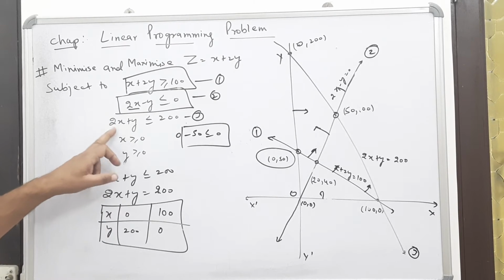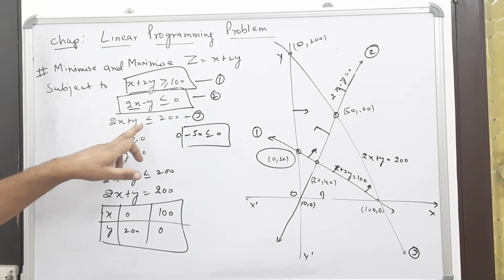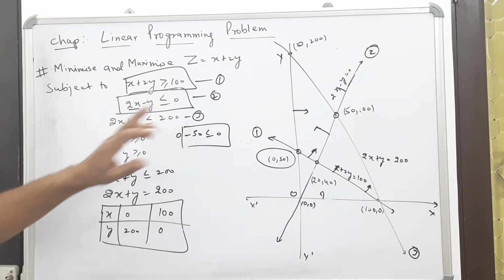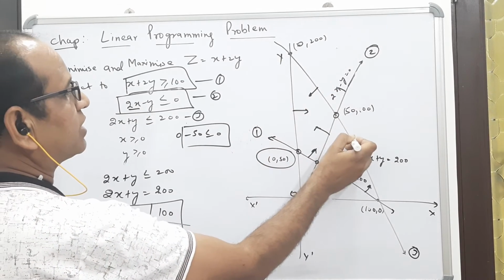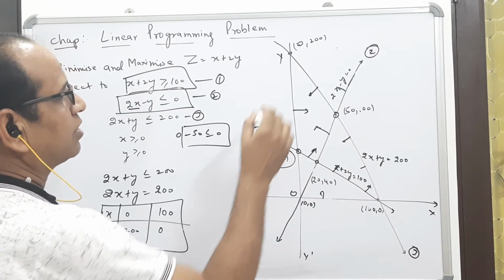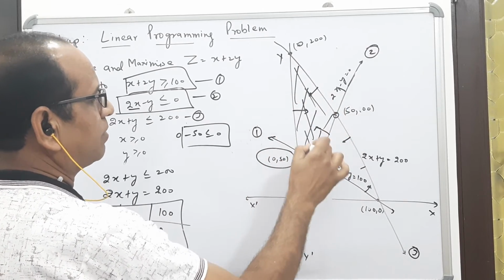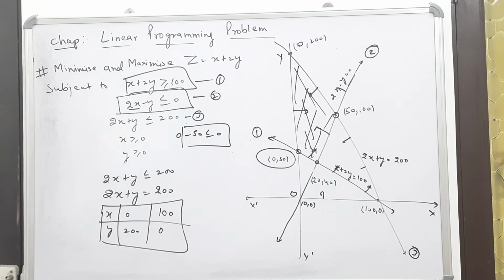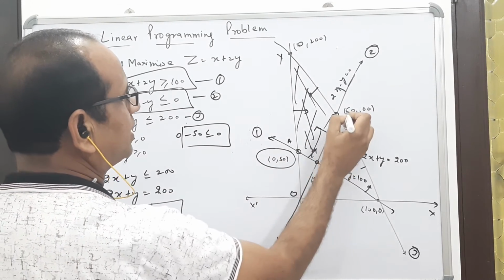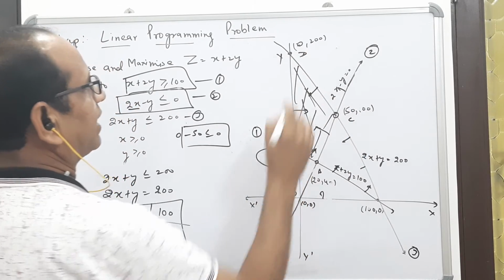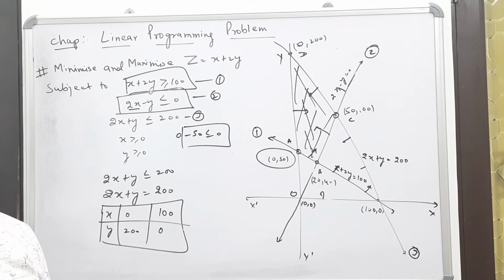And in this one, if you put x equals to 0 and if you put y equals to 0, then 0 is less than 200. So for this line, the arrow will be towards the 0. So in this way, we find this is the feasible region here. And we can plot these points as A, this as B, this as C, and this one as D. So in this way, we have got a feasible region.